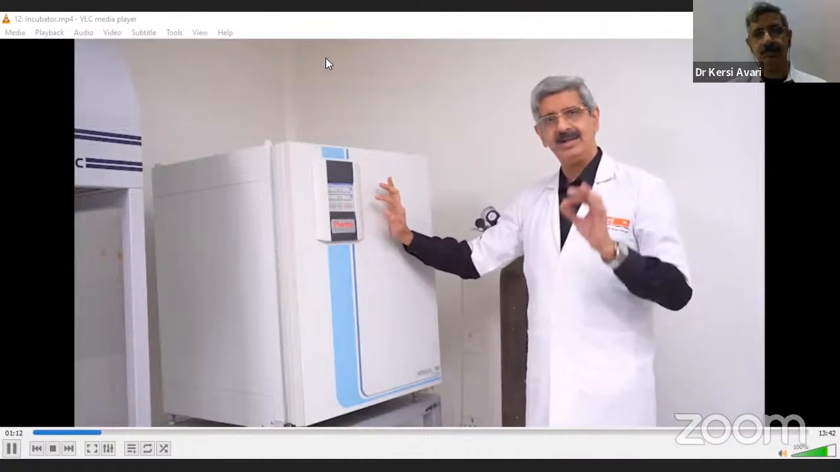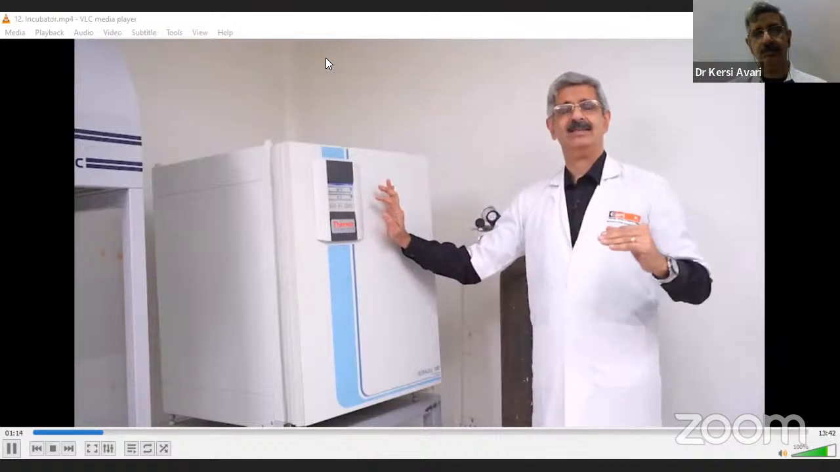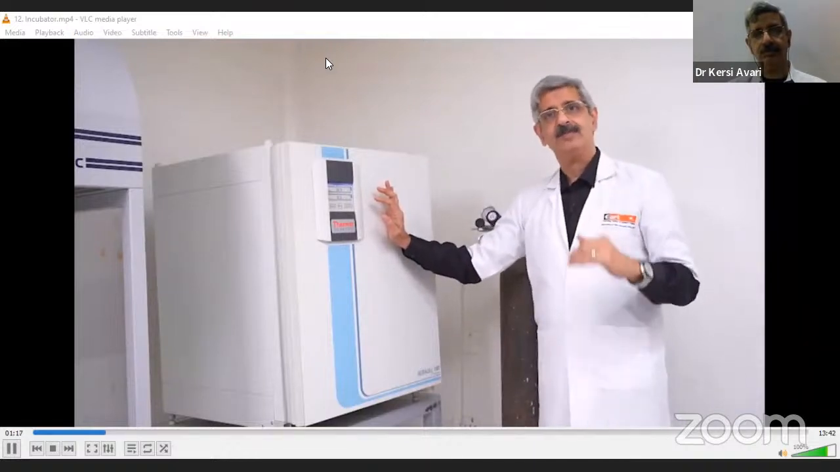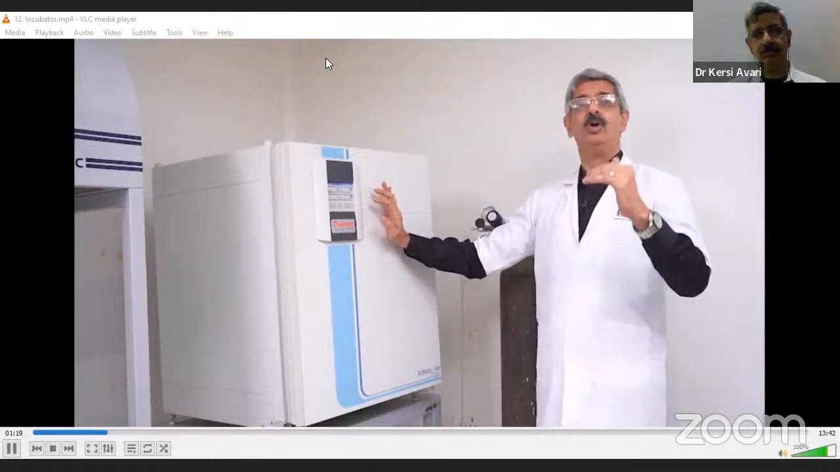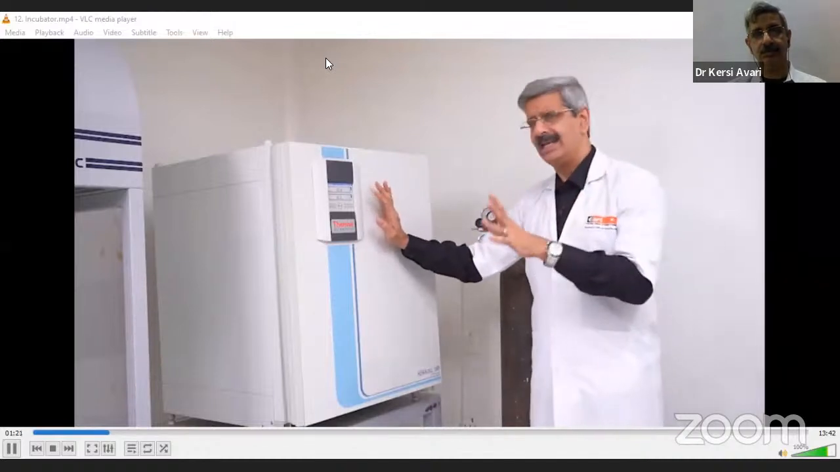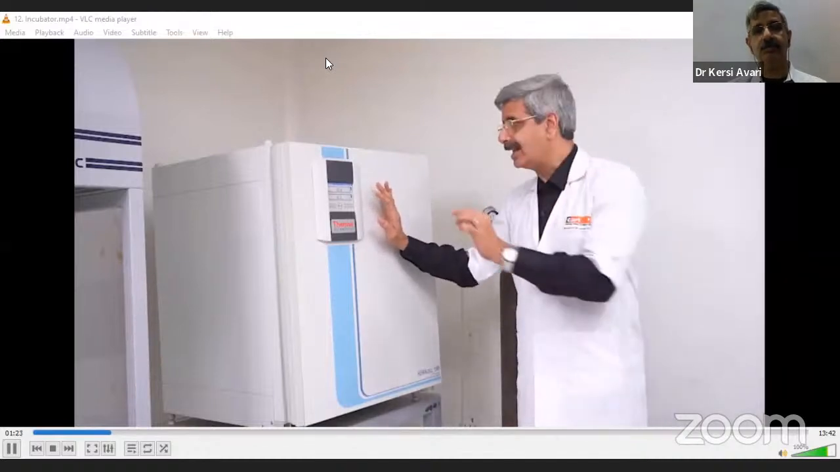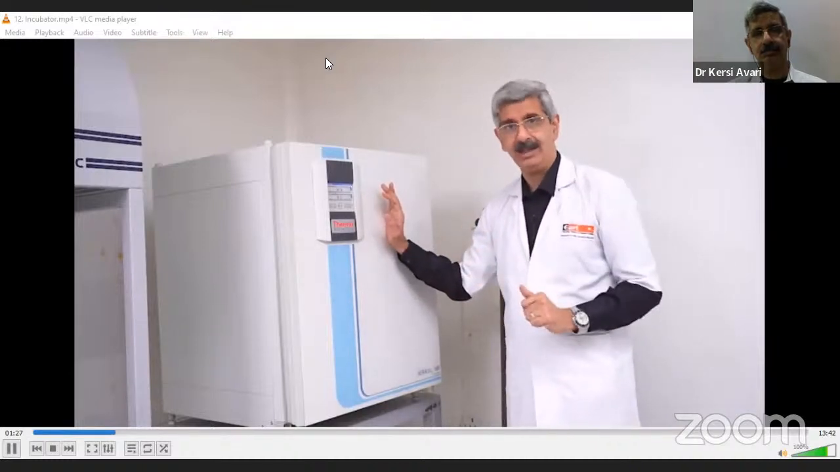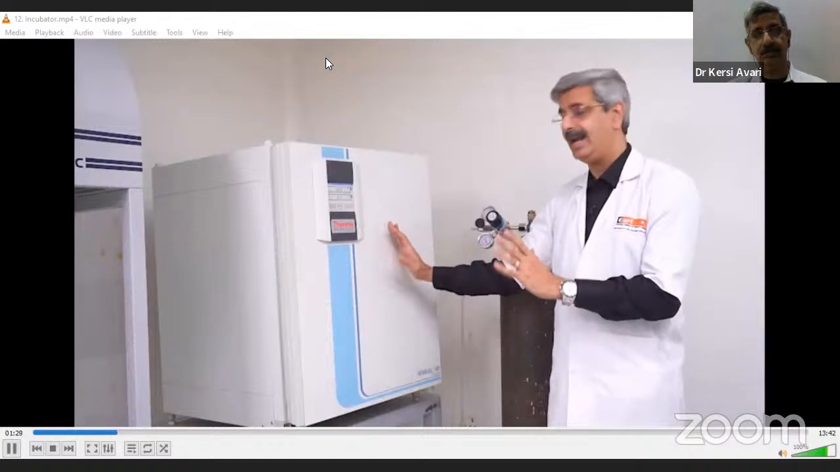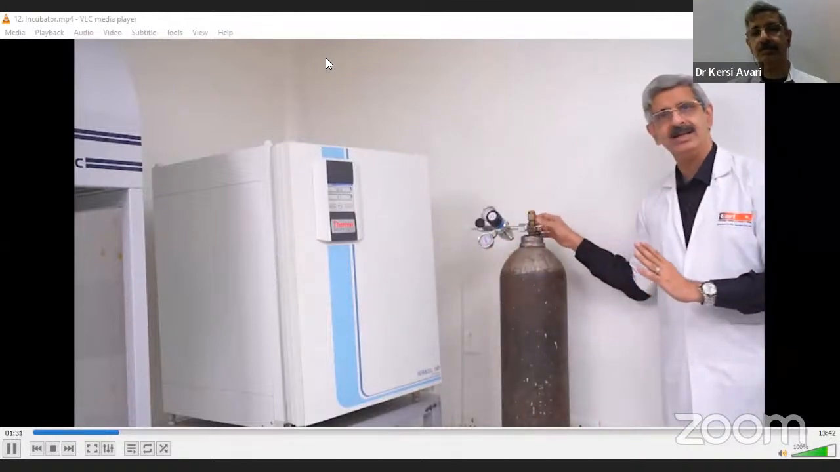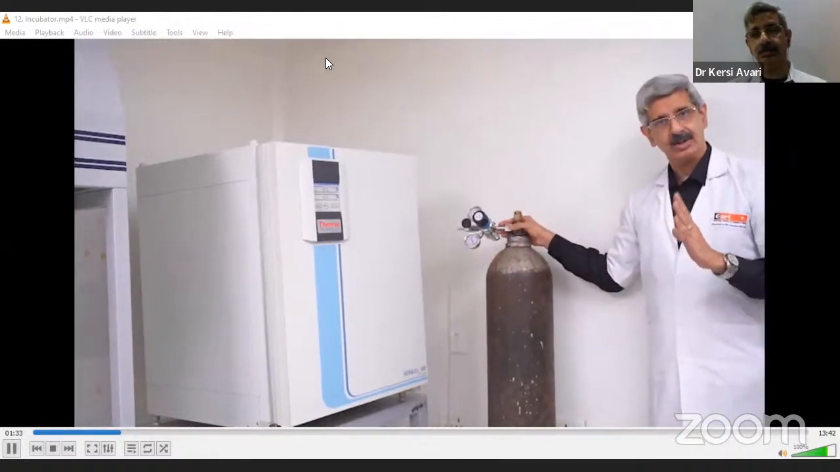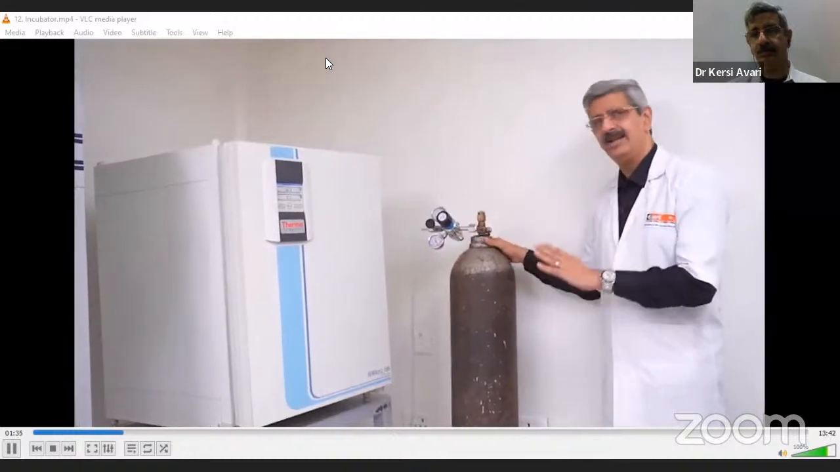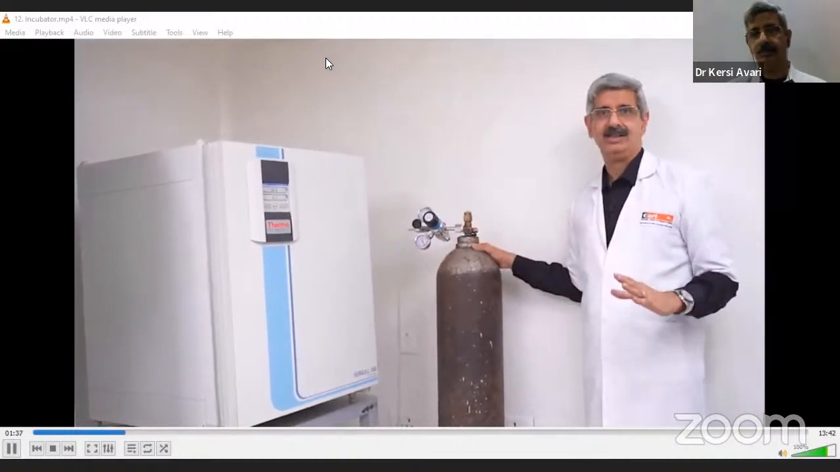Plus, there are many other accessories which will tell us the opening of the door, the frequency, how long the door was open, the day and the date options. Plus, there are other things like contracon and all, which I will be telling you subsequently. Now, this comes hand in hand with the cylinder console. Now, this cylinder will be of carbon dioxide.